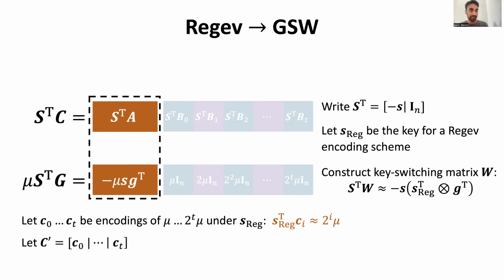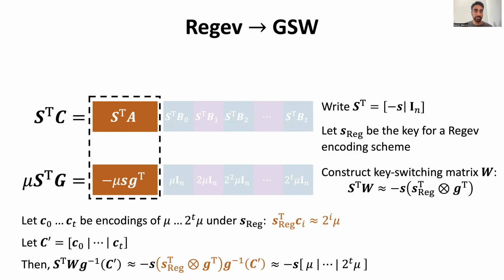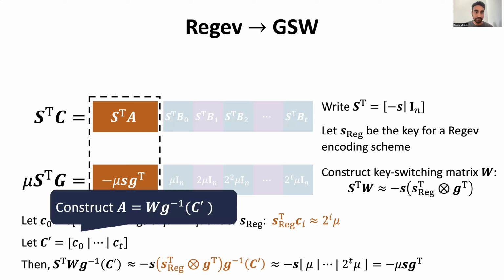So again, given those same encodings of mu times the powers of 2, you can just apply this single key switch and construct what we want, this mu times little s g. So this is how we construct A. We publish this key switching matrix as part of the public parameters. So the client has to send them at the beginning, and then the server can use that key switching matrix to construct this component A.